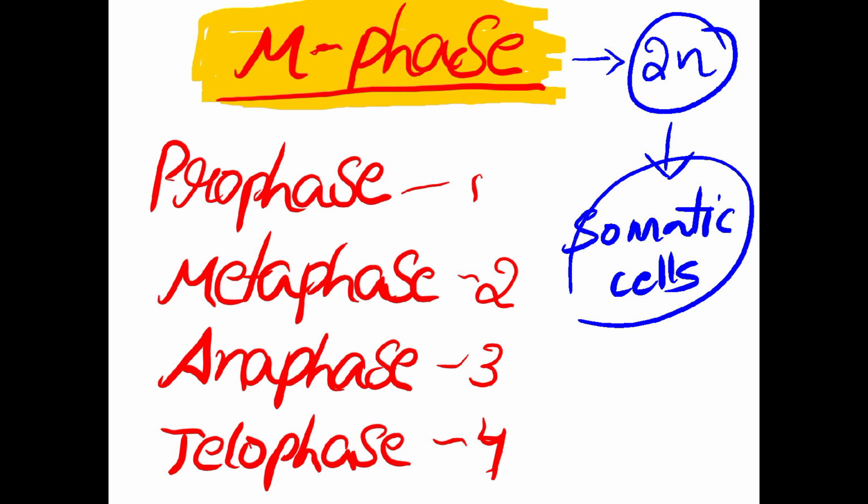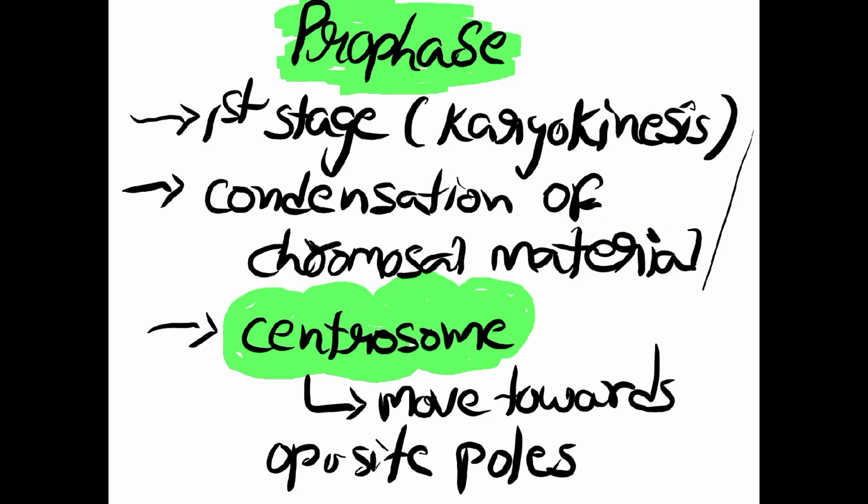And this M phase is divided into four subphases: prophase, metaphase, anaphase, and telophase. First prophase will start, after that metaphase, after metaphase anaphase, and after anaphase telophase. So now let us discuss prophase.